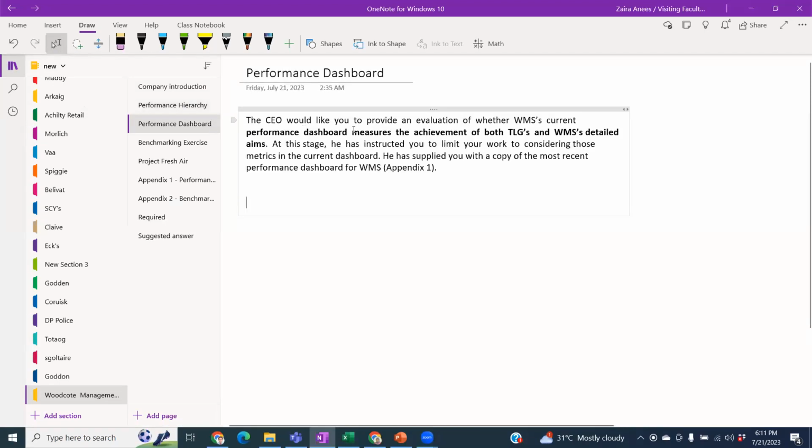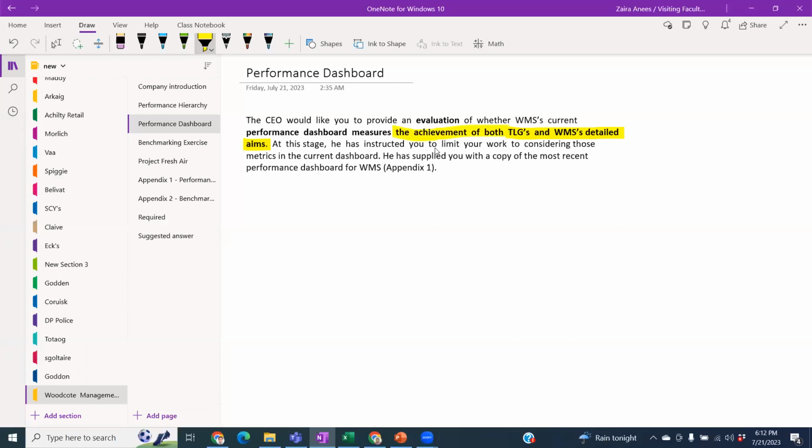Performance dashboard, the CEO would like you to provide an evaluation. Again, the concept of evaluation we will find everywhere in APM. Evaluation of whether WMS current performance dashboard measures the achievement of both TLG and WMS. This is important because we are actually talking about TLG and WMS detailed aims. So you have to see whether WMS current performance dashboard measures the achievement of both TLG and WMS detailed aims.